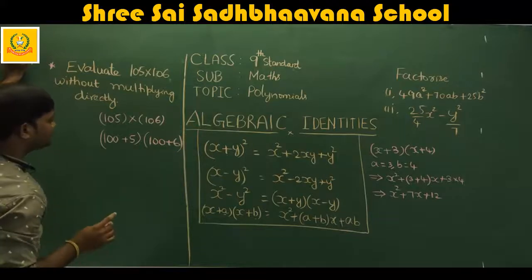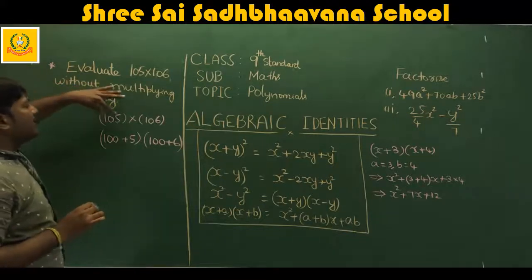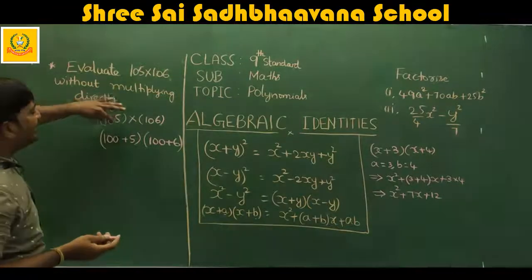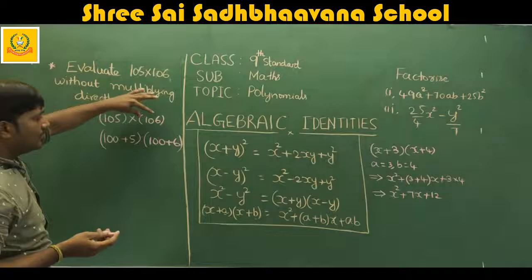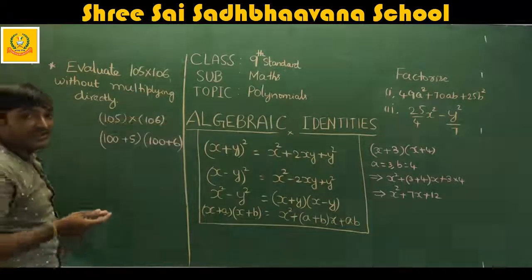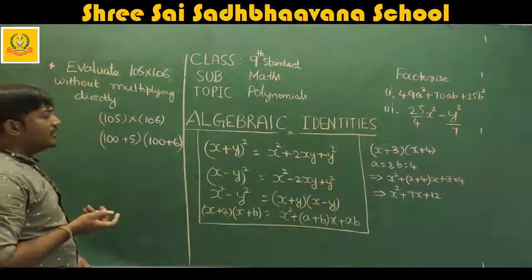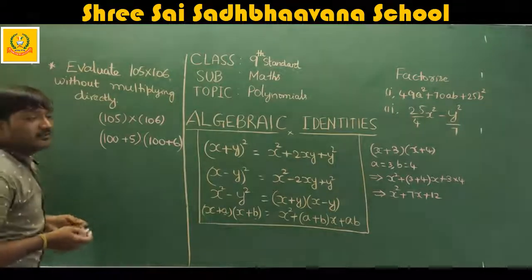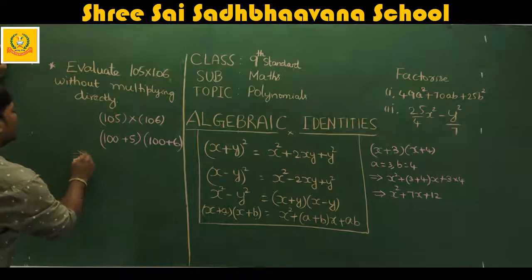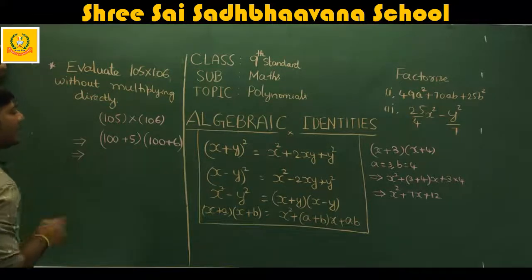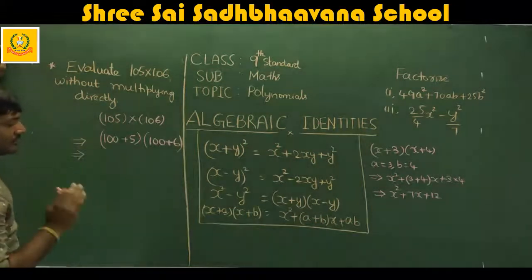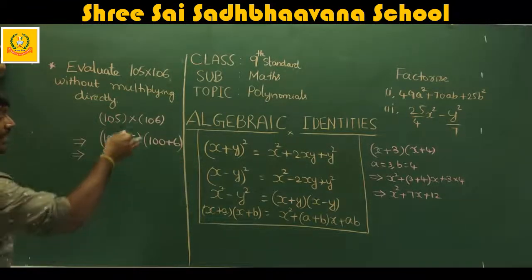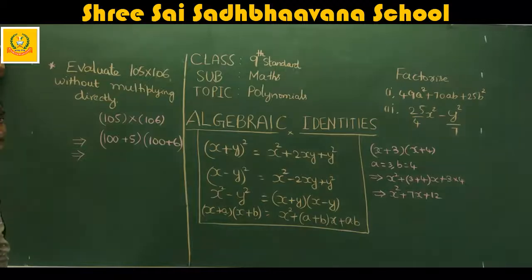Any doubt, let me know. What I'm doing is writing 105 as 100 plus 5 into 106 as 100 plus 6. Can I write it or not? It is possible because 106 is obviously 100 plus 6 and 105 is obviously 100 plus 5. So then what I'm doing here, 100 plus 5 into 100 plus 6. Which identity can I use there?